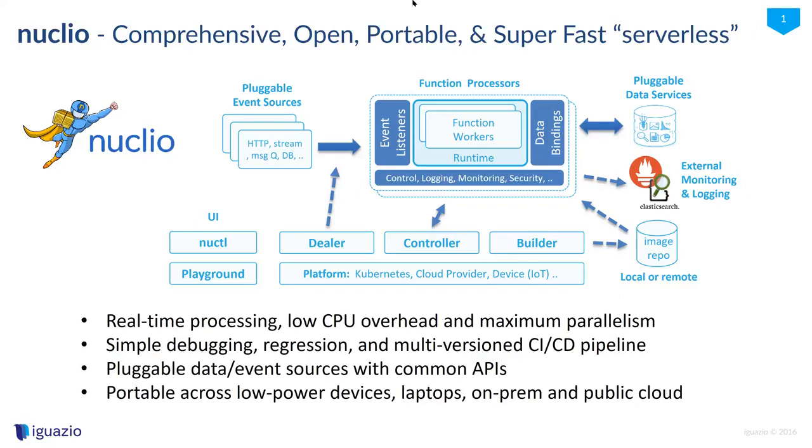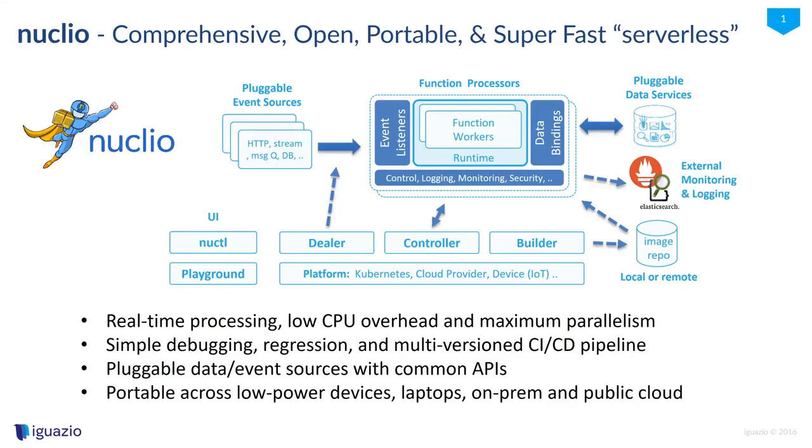The main component is the processor, which is the thing that wraps the function. I'll dive a bit more into it. This processor is wrapped, on one side, by something called an event listener, which intercepts the events from the different types of data sources. And then you have a notion of data binding, which is the thing that binds with the different data types, like databases, streams, etc.